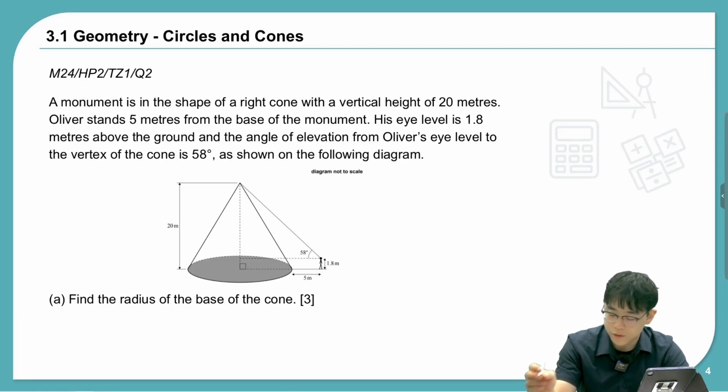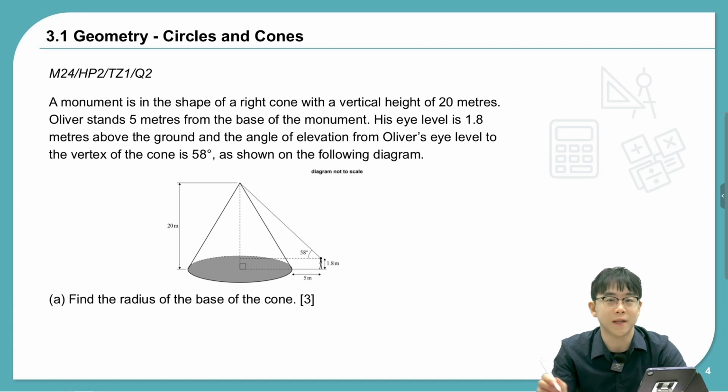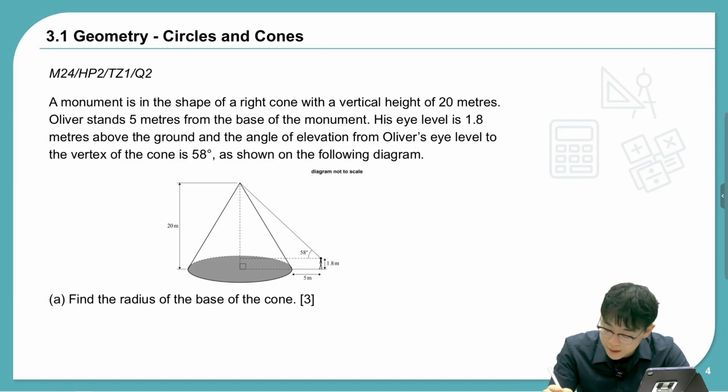The first thing you do is annotate all the information that you have. For these geometry problems, especially 3D ones, it gets pretty confusing, so you want to be careful of how you label all the auxiliary lines. We have 5 meters at the base, 1.8 meters, and we want to find the radius of the base of the cone. So we want to find this R value here.